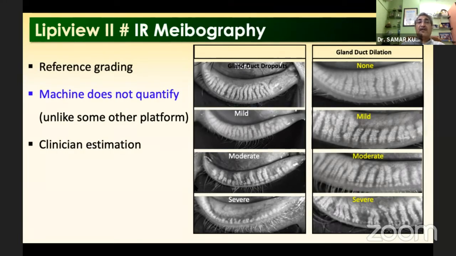But the only problem with the LipiView 2 system is that the machine cannot quantify. You have to calculate yourself and tell the patient, okay, half of your glands or 30% of your glands are blocked, or 30% are gland dropout areas. It is just clinical explanation. It gives beautiful photographs on A4 paper, so you can show the patient, and always keep a normal reference, normal gland structure, with no dropout and no dilatation. If you show that picture with the patient's picture, they will easily understand what is wrong with the meibomian glands in their eyes.